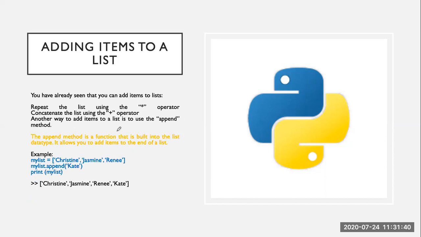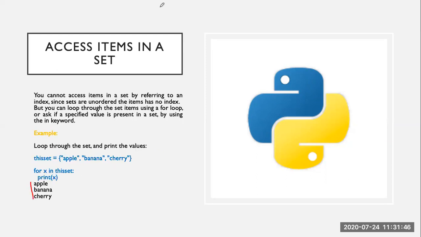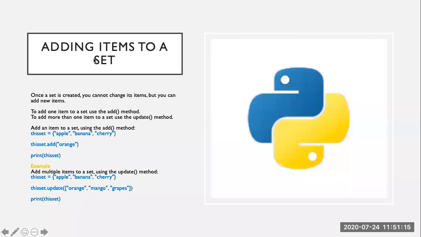Okay, let's see how we can add items to sets. Once a set is created, we cannot change its items, but we can add new items. To add one item to the set, we use the add method. To add more than one item to a set, we use the update method.